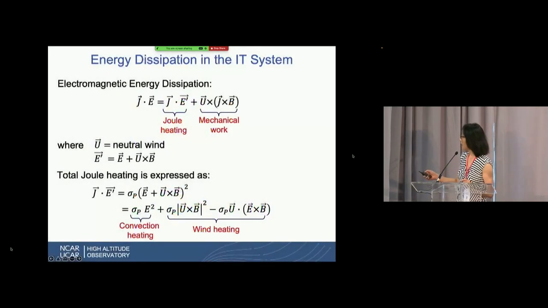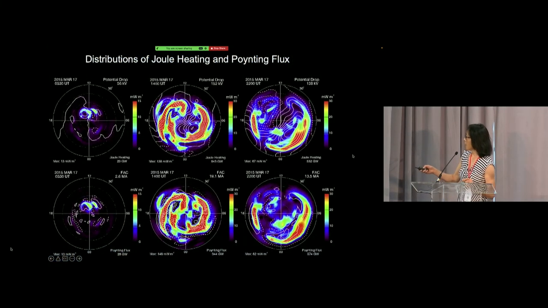So what I'm showing here, the top row is again the same image, the Joule heating, but I also overplotted the convection contours. Joule heating is sigma_P times E squared, so it is pretty much determined most of the time by the intensity of the electric field, or the interval of the contours. So the higher Joule heat dissipation, you can see, is mostly in the region where the contours are closest. And for the bottom, I overplotted the field-aligned current, the dashed contours are the upward current, and the solid contours are downward currents.